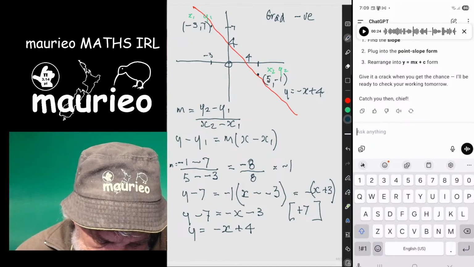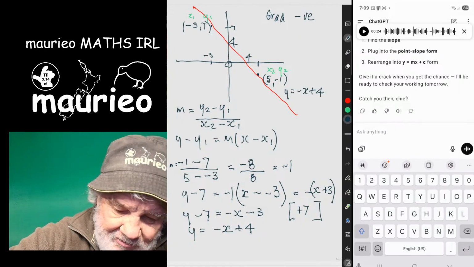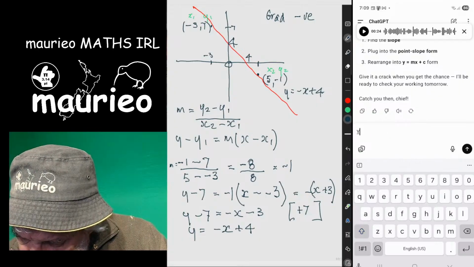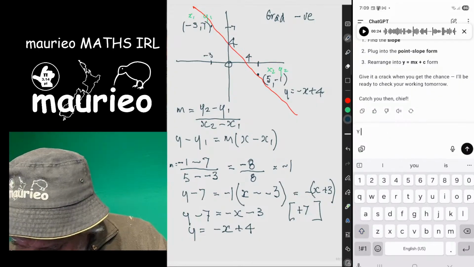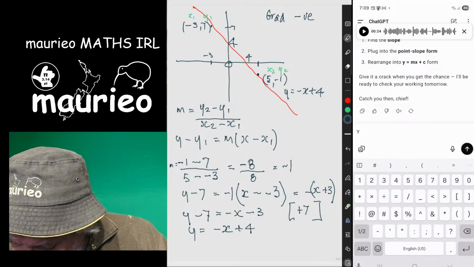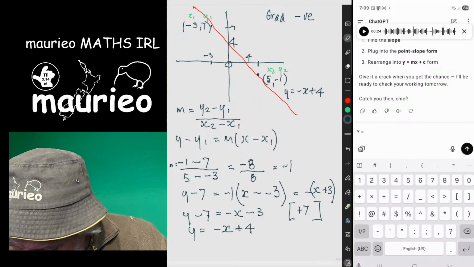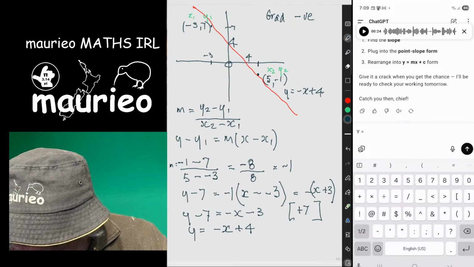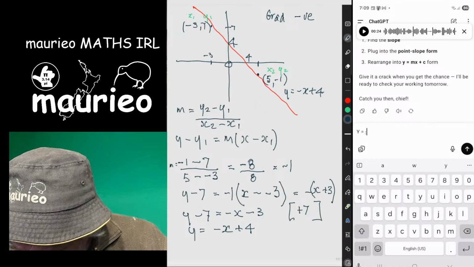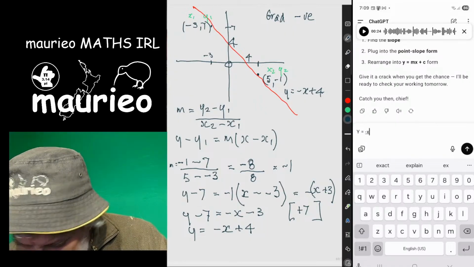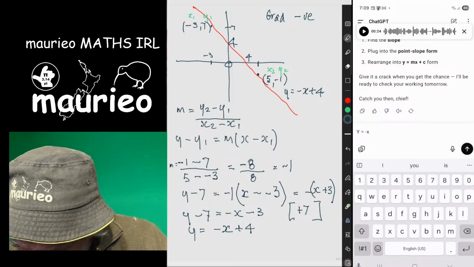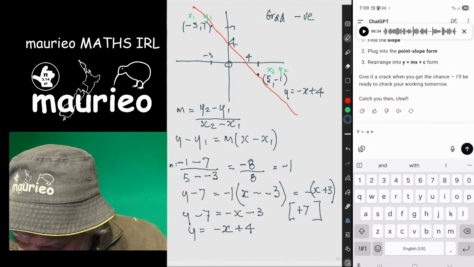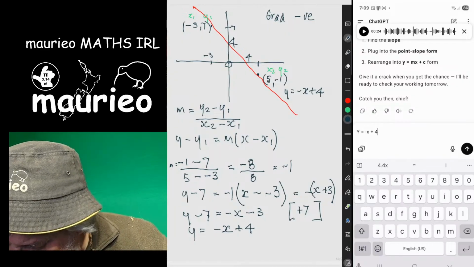So let's just check that out with ChatGPT. I don't know what crazy things it's going to do for us tonight. Y equals negative x plus 4. Y equals negative x plus 4.